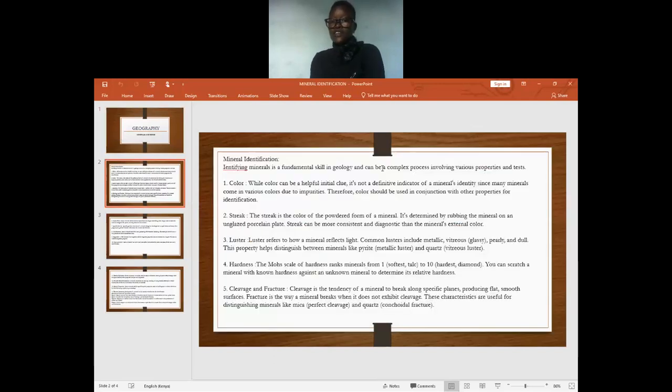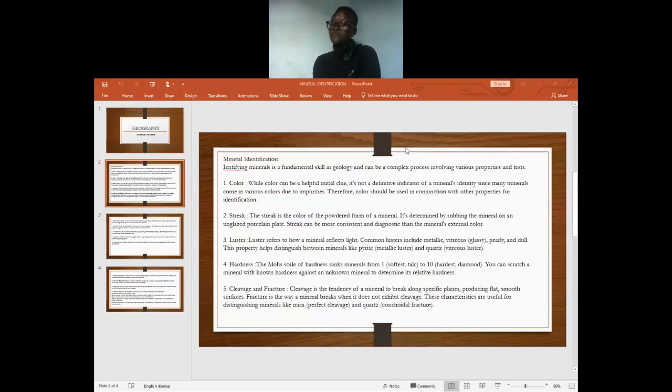Mineral identification is a way of identifying minerals using their properties like color, luster, hardness, and cleavage. Let's study. Mineral identification is the identifying of minerals on a fundamental scale, and it can be a complex process involving various properties and tests. We have different ways in which one can identify minerals, and one is color.